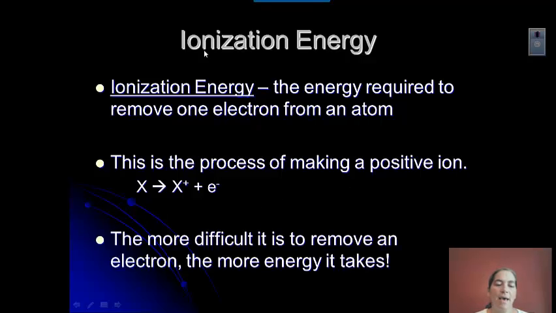So this element, whatever it is, if it's fluorine or chlorine, whatever this element is, if we remove an electron from it, it's going to form a positive ion. And if you think about it, the more difficult that it is to pull that electron off of that atom, the more energy that it takes.